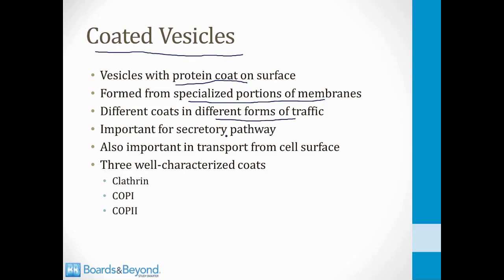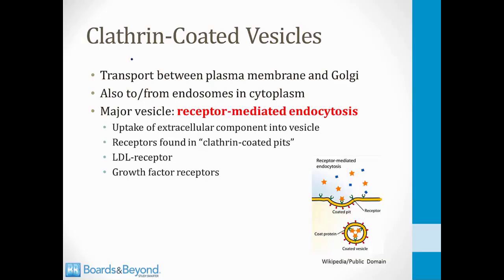This is important for directing proteins along the secretory pathway. It's also important in transporting things from the cell surface. And there are 3 vesicle coats that have been well characterized that you should know for the Step 1 exam. The first one is clathrin, and the other 2 are COP1 and COP2. Clathrin-coated vesicles are important for transport of vesicles from the plasma membrane to the Golgi apparatus. They're also found in vesicles going to and from endosomes in the cytoplasm. And then they're very important for vesicles that are involved in receptor-mediated endocytosis.